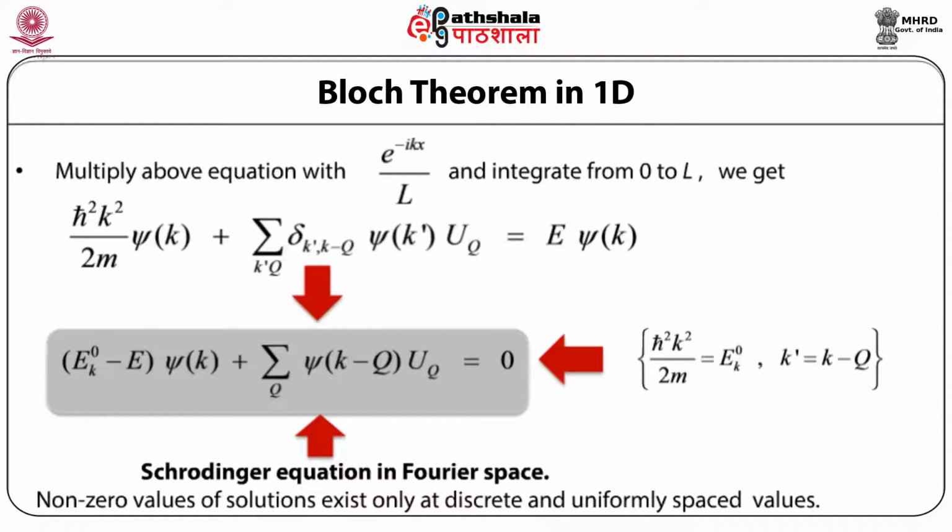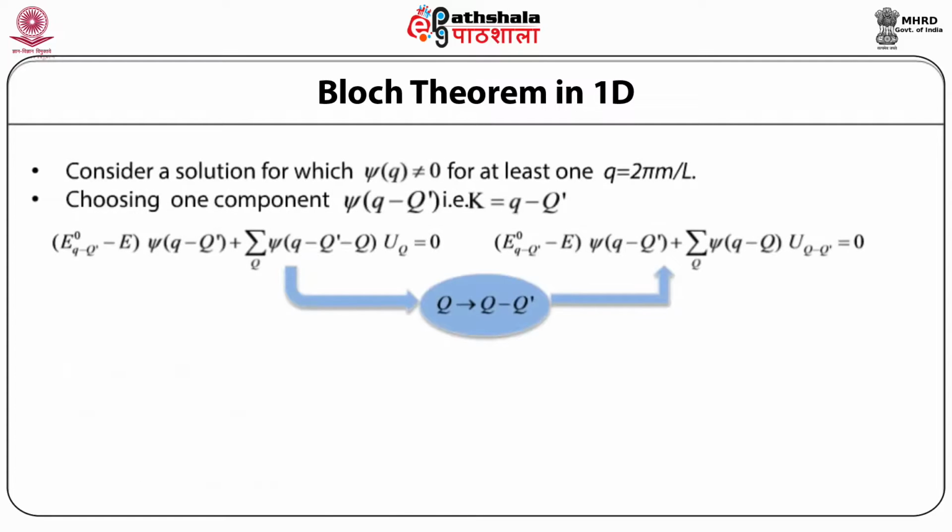Non-zero values of the solution exist only at discrete and uniformly spaced values. Let us consider a solution for which phi q is not equal to 0 for at least one q equal to 2 pi m by capital N. Now from the previous Schrödinger equation in Fourier space, let us choose one component, that is phi q minus capital Q prime, that is k equal to small q minus capital Q prime.